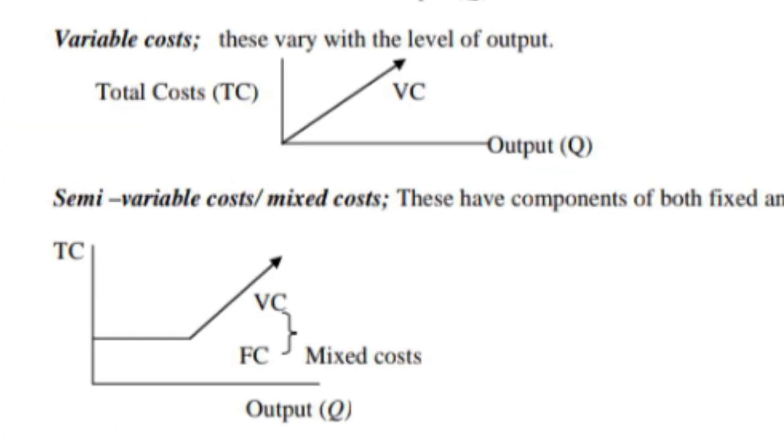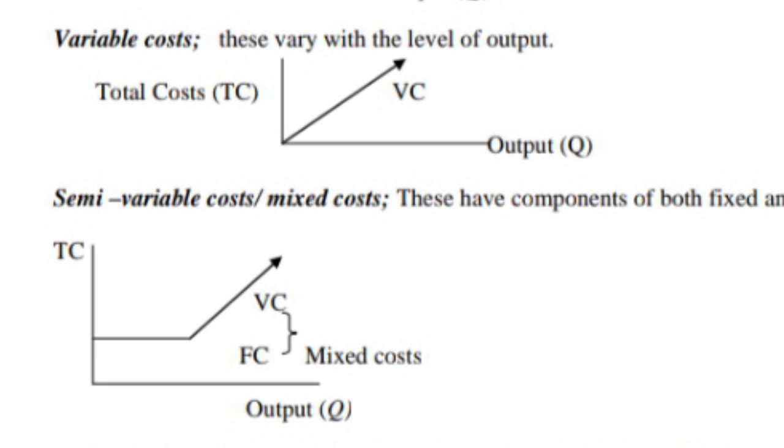Then another cost we have under classification according to behavior is variable costs. Something that is variable, it's something that changes. So these ones, they vary with the level of output. So that is the graph that shows variable costs. That arrow has an increasing trend, like it's going up, showing that as output is increasing, even the variable costs increase because they increase according to the level of output that is being produced.